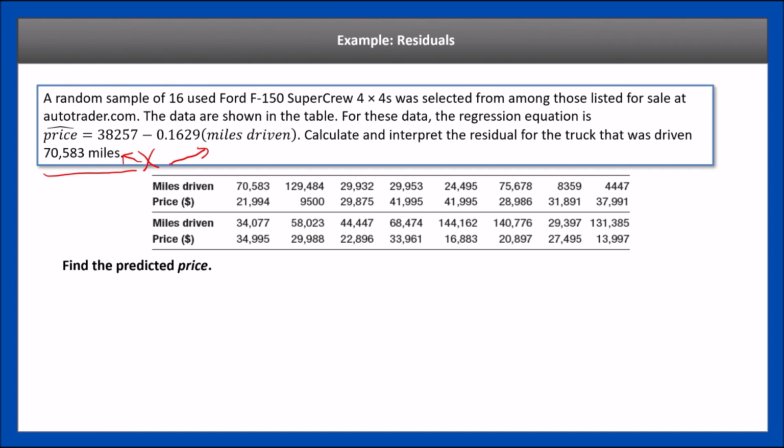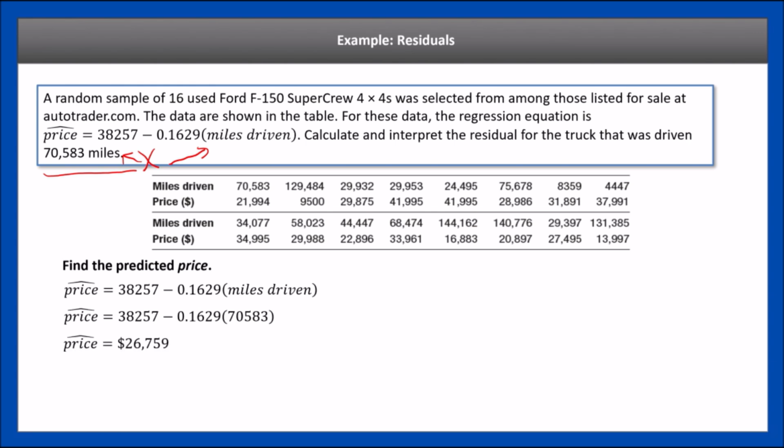So first off, we want to find the predicted price. So the predicted price, we're going to plug into that model, right? The regression line, the 70,583 miles. Okay, and the predicted price is 26,759.